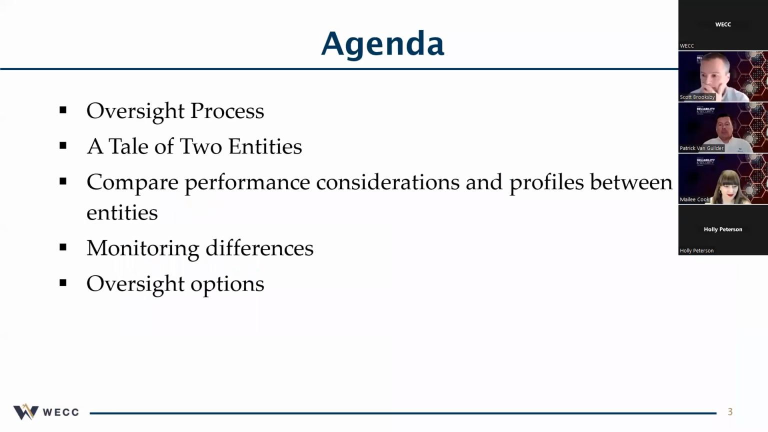Go to the next slide. So here's what we'll be talking about over the next hour. Basically, we're going to go over the oversight process, how we assess risk, or what the process is for the CIP process here. We're going to get into the Sun Bear Solar, Orco, Tale of Two Entities piece. We're going to look at performance considerations and how we would compare these two. We'll get into what the monitoring will look like, and then oversight options. So, next slide.